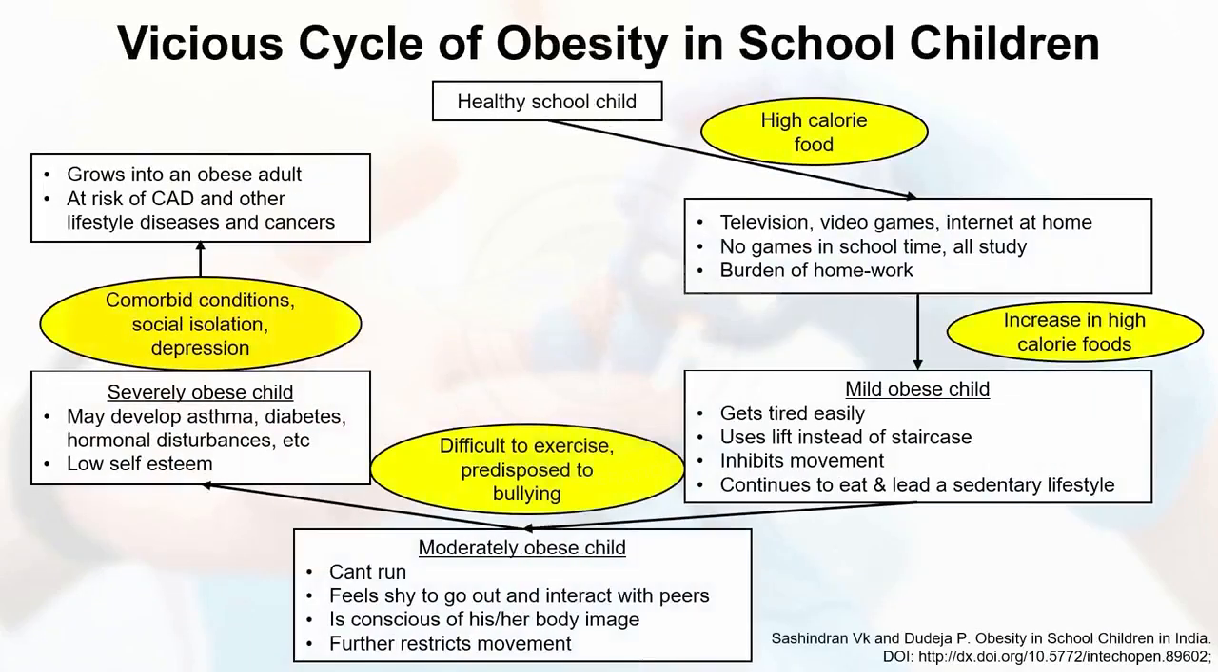Now, this is the vicious cycle of obesity in school children. This is very important. In a child who goes to school, there is high calorie food. The parents also feed high calorie food, and then when he comes back from school, he eats in front of the television. One thing is important, that satiety signals are missed. So when you chew the food properly and you enjoy the food, then you get a signal that you are satiated. But the child misses the signal because he's eating a packet of chips in front of the television.